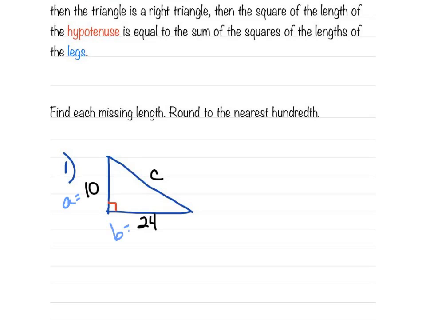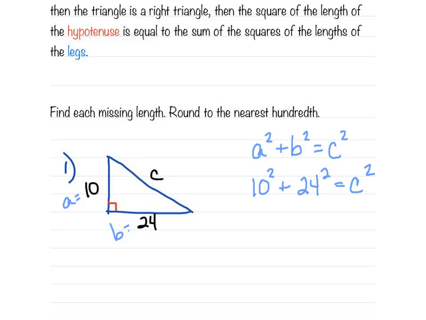So the way that we will work these problems out is the first thing you're going to do is write the theorem, the Pythagorean theorem, which says a squared plus b squared equals c squared. Then you will substitute the values from the triangle into the Pythagorean theorem. So if a is 10, then a squared is 10 squared. B is 24, so b squared is 24 squared, and c is our variable that we want to find, equals c squared. Okay, the next thing you need to do is simplify.